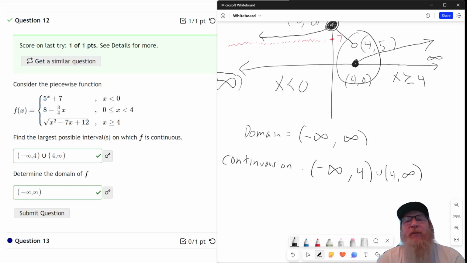All right. So if I'm just asking for domain, there's been some previous examples where you can use the square bracket for domain. If it's greater than or equal to, got to have that or equal to. But if I'm asking for a continuity interval on which it's continuous, it's always an open interval. All right, let's go ahead and do another one.